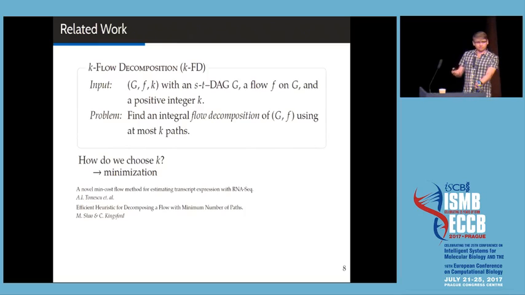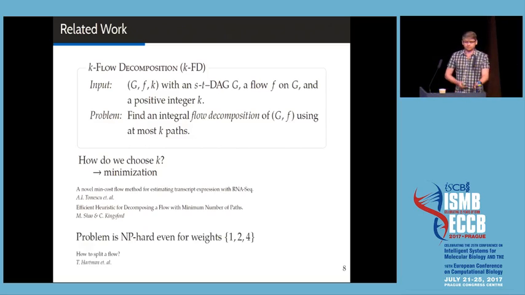And now I talked about heuristics. The question, of course, is why heuristic and why don't we solve this problem exactly? Just find the minimal k and the minimal decomposition. It was shown that this problem is NP-hard even if we restrict the weights to 1, 2, and 4. So this is a very hard problem to solve, and we can't hope for an efficient algorithm.